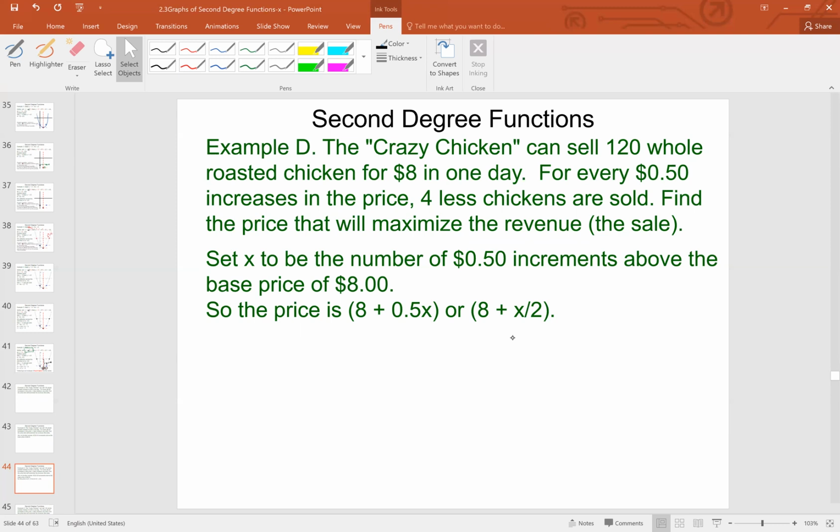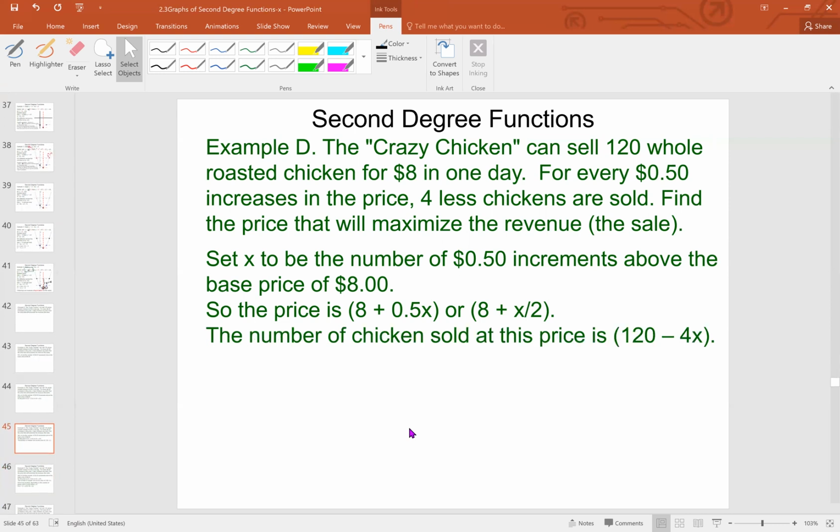Okay. So this is the price: $8 plus how many times you're going to increase it, that's x divided by 2. So okay, check this formula. x is the number of times you're going to do it. But then for each time you increase the price, 4 fewer customers will buy. That means if you do it x times, you're going to have 4 times x fewer customers. So the customers will be 120 minus 4 times x.